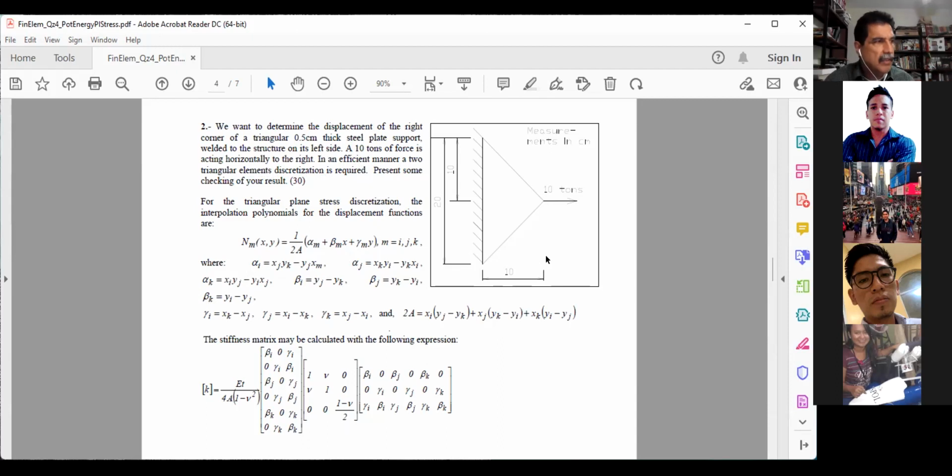For the triangular plane stress... no, just a second. Let's go on. How would you discretize this? How would you discretize this using two triangular elements? Mr. Zamora, how would you discretize this?